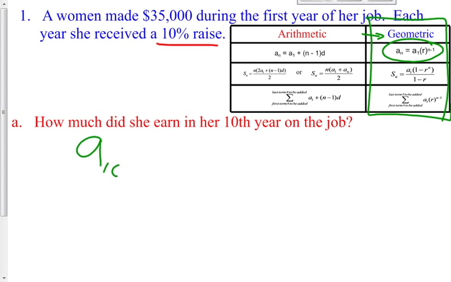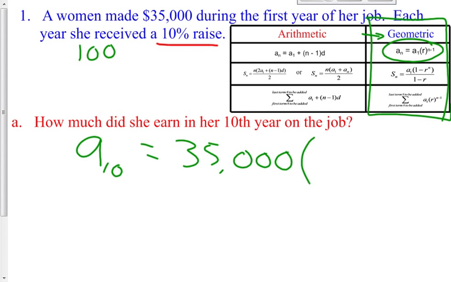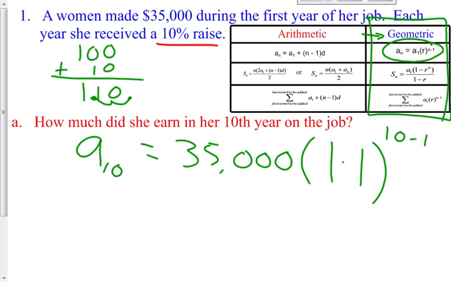So what is the value of a sub 10 if the first term, or her first year, she made 35 grand? Multiply that by the common ratio. Now class, the rate is 10%. So what we need to do is, she made the 35,000, so she made 100% her second year as she did her first year, but then she got a 10% raise. So we need to add that to 100, and we get 110. So as a decimal, that is 1.1. So the common ratio, we multiply her salary by 1.1 each and every successive year. So that's why the ratio is 1.1, raised to the n minus 1. So n is 10. So 10 minus 1 goes up here.